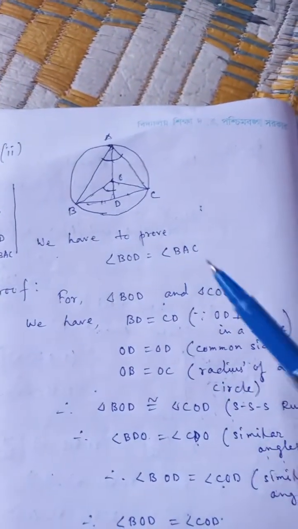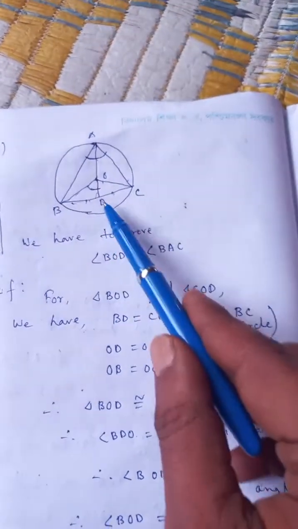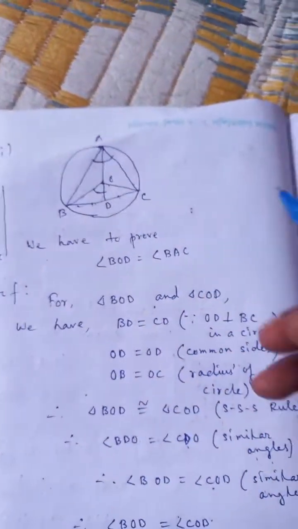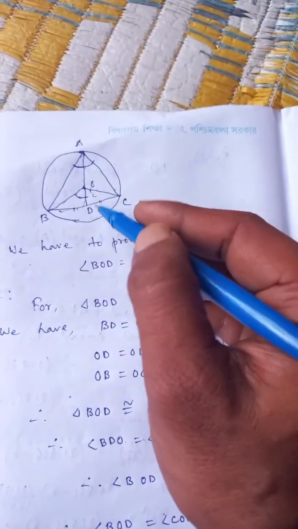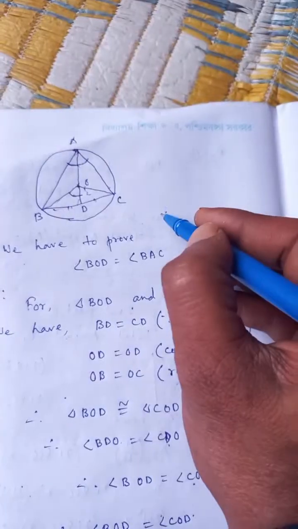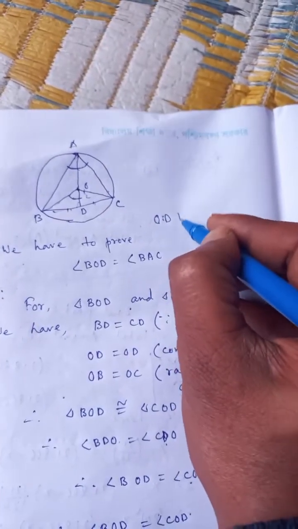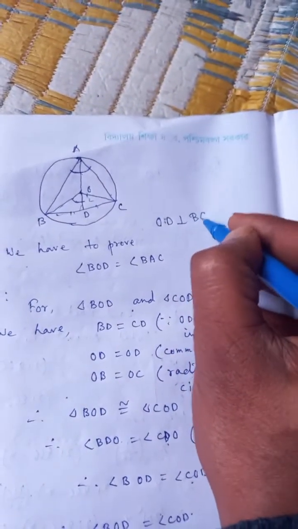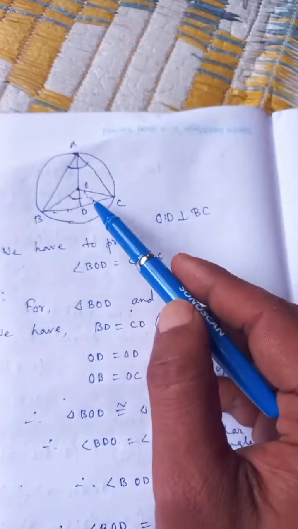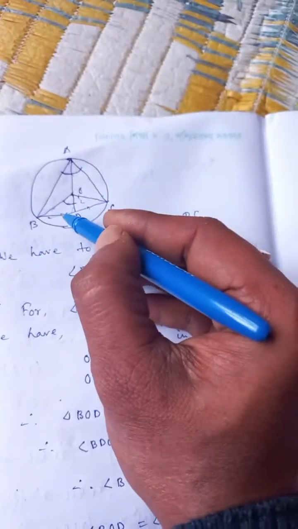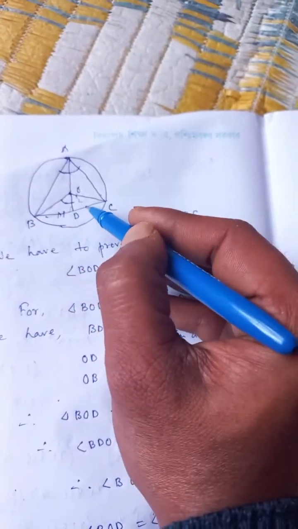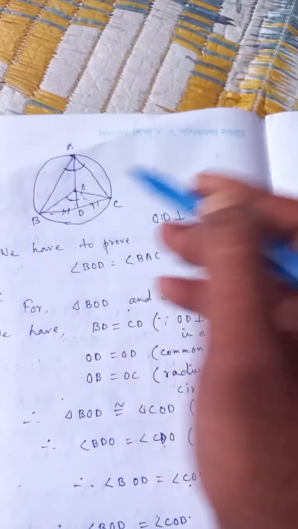Proof for triangle BOD, if we take here just one condition is given that OD is perpendicular to BC. OD perpendicular to BC, it is given. So if OD is perpendicular to BC, then we know by the chord rule that BD must be equal to CD.